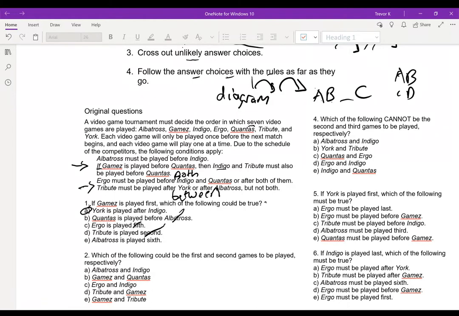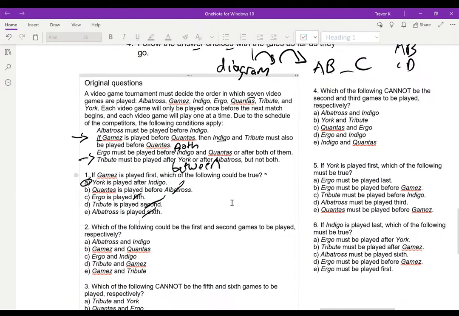And then Albatross is played sixth. If Albatross is sixth, rule one, Indigo is seventh, and then there's no room for Qantas. So A. So again, you notice I'm just following the rules on each of these. Every time I see a new term, I see Qantas, I see Albatross, I see Ergo, I go back and see which of my rules apply.